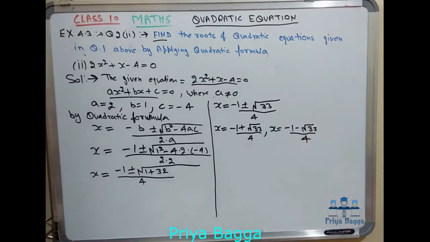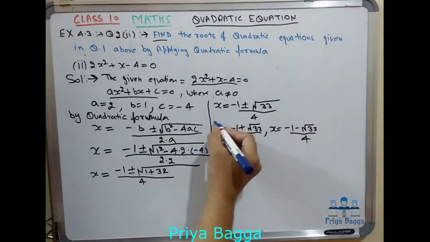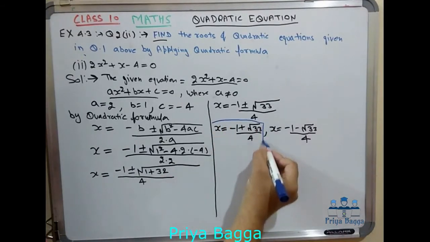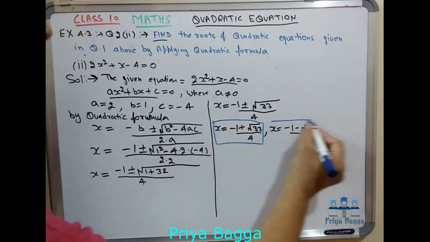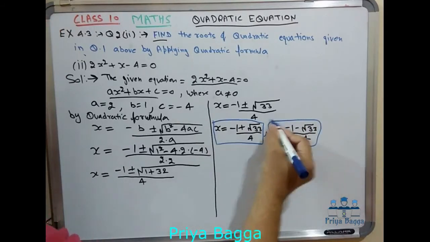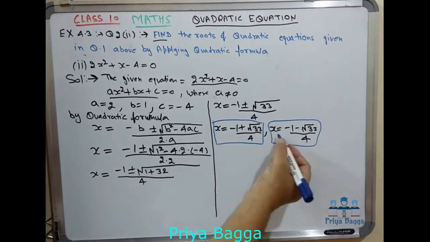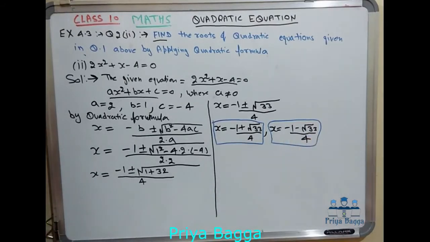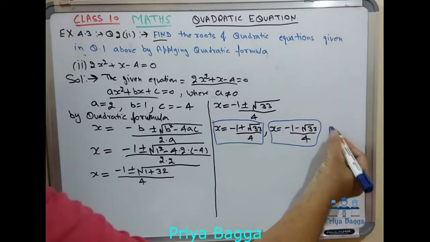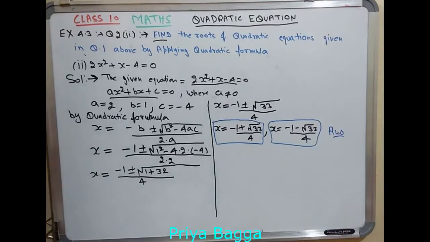So basically these two are the solutions of this quadratic equation. These two are the answers. So x is equal to minus 1 plus square root of 33 over 4, and x is equal to minus 1 minus square root of 33 over 4. These are the answers of this quadratic equation.